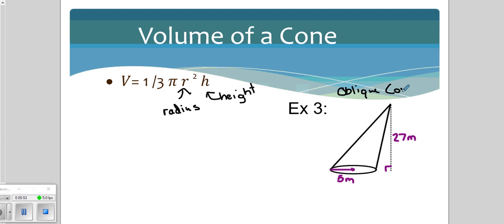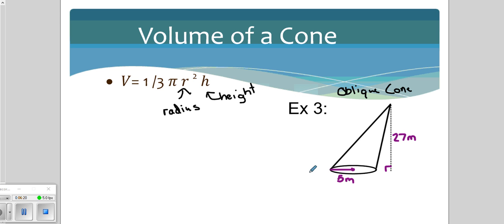And oblique meant that it was kind of slanted over. And we said for oblique cylinders or oblique prisms, the fact that it was oblique and slanted over didn't affect how we found the volume, and that's also true for a cone. So we're still going to use this formula whether it's a right cone with the vertex right above the center, or if it's an oblique cone where that vertex is not on the center.